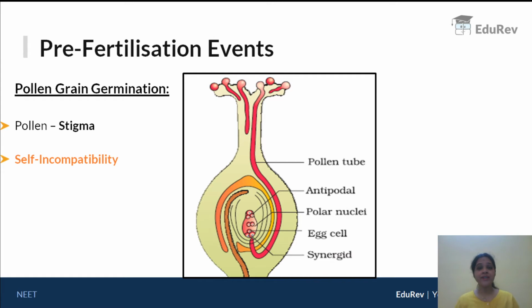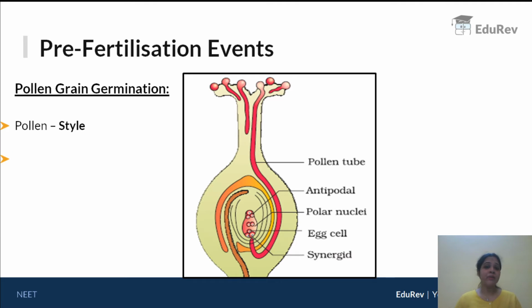So if you remember, when we studied outbreeding devices, we said cross-pollination is preferred. So we would prevent self-pollination. How do you prevent self-pollination? If self-pollen does fall onto the stigma, do not allow it to form the pollen tube. So that is the concept of self-incompatibility. So here we're making an assumption that most likely those that have formed pollen tubes are going to be cross-pollen and not self-pollen.